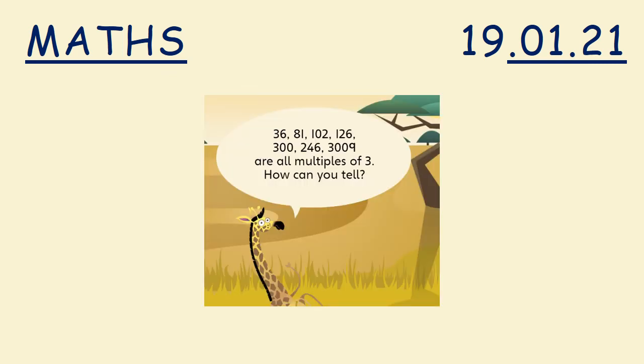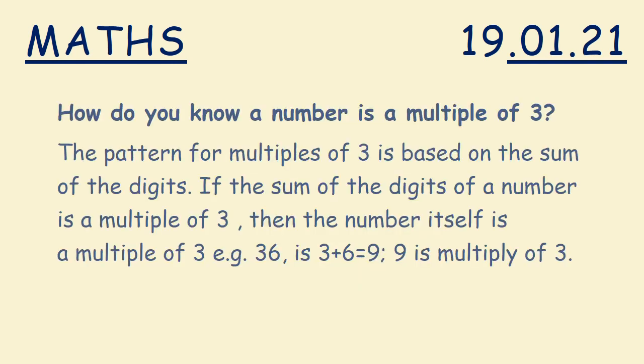36, 81, 102, 126, 300, 246, and 3009 are all multiples of 3. How can you tell? How do you know a number is a multiple of 3? The pattern for multiples of 3 is based on the sum of the digits. If the sum of the digits of a number is a multiple of 3, then the number itself is a multiple of 3. Example, 36 is 3 plus 6 equals 9. 9 is a multiple of 3.